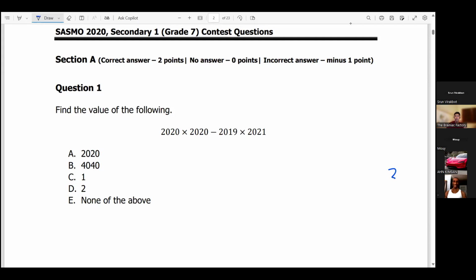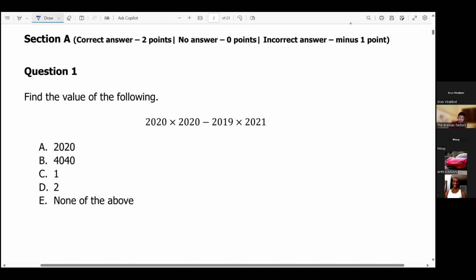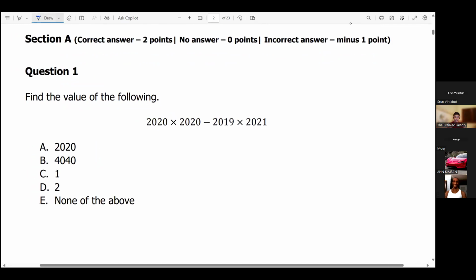Okay, so our 1 minute has ended. So we'll start with question 1. They ask us to find the value of the following expression, which is 2020 times 2020 minus 2019 times 2021. So there's a lot of ways to do this actually. So the easiest way, you can actually just multiply both of them together.